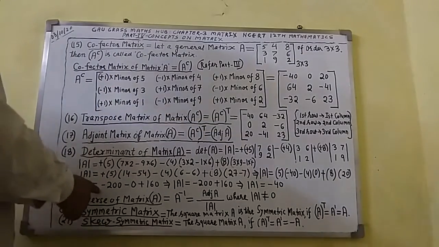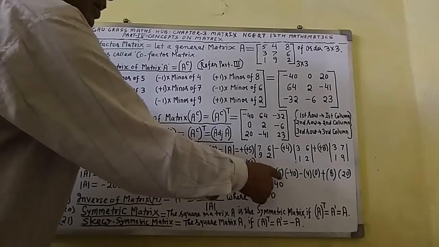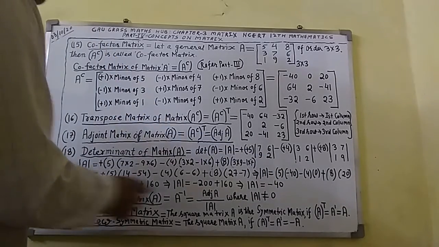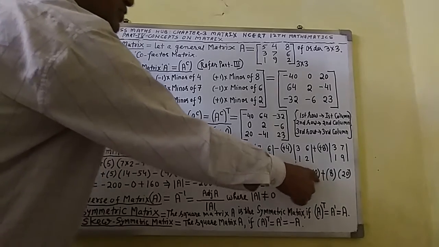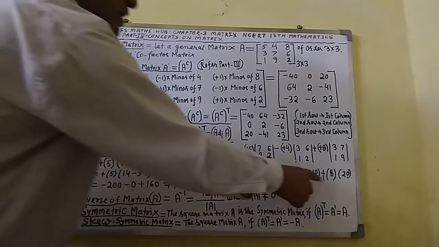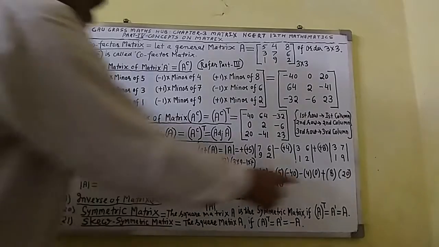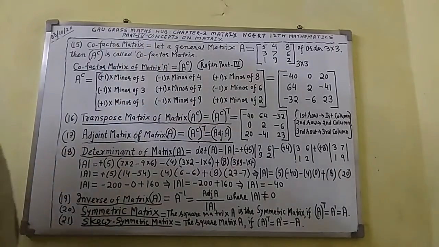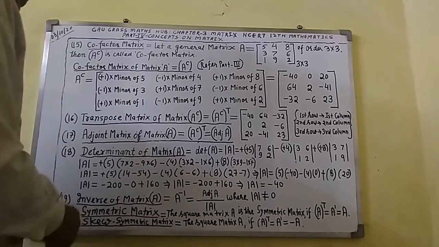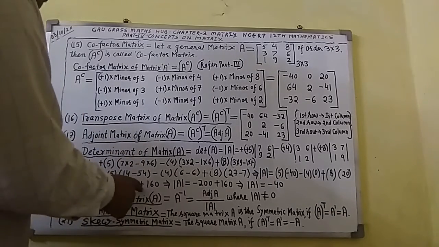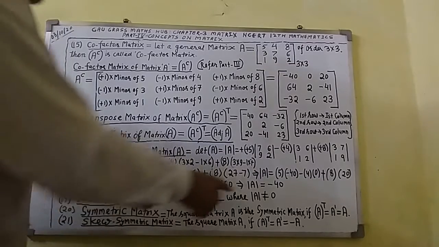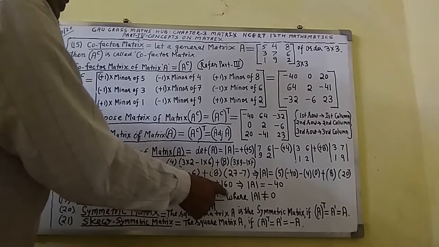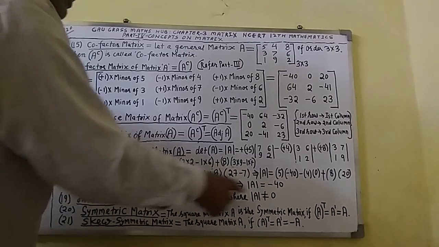det A equals, if you do the operation here, plus 5 multiplied by minus 40 gives minus 200. Minus 4 multiplied by 0 comes out to minus 0. Plus, and 8 multiplied by 20 gives 160. This implies that det A equals minus 200 plus 160. You do the operation and you will get minus 40.